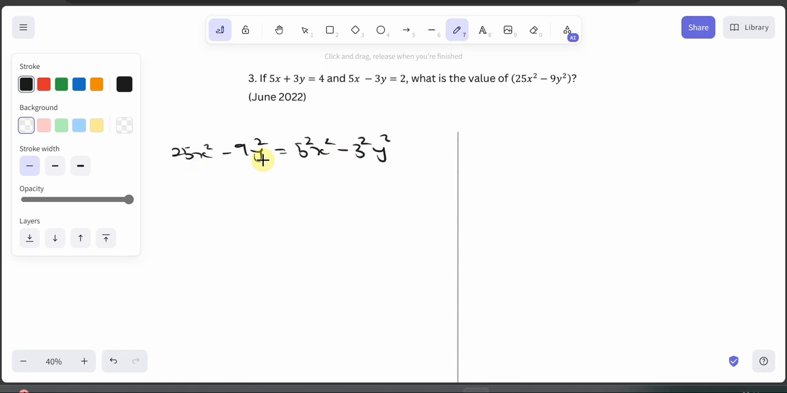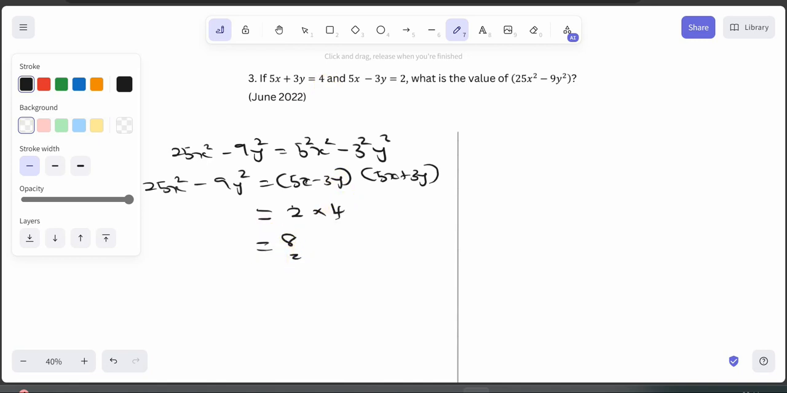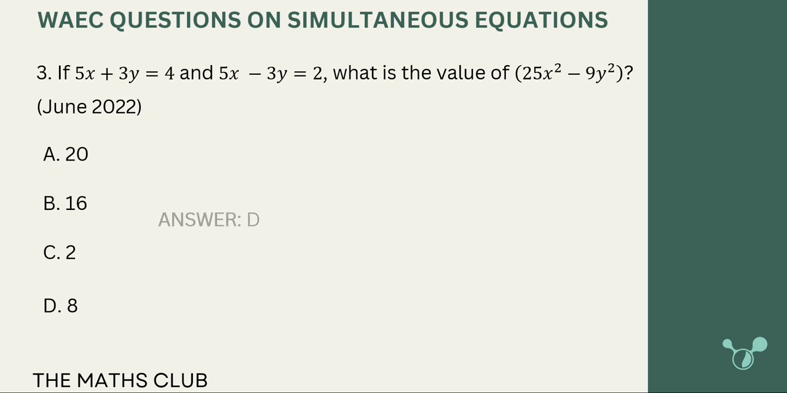So 25x squared minus 9y squared is the same as saying 5x minus 3y and then 5x plus 3y, as we discussed in the previous video. So now we have what 5x minus 3y is, which is 2. So this is 2 times, and we have 5x plus 3y, we know it to be 4. So 2 times 4 is equal to 8. So our answer for this particular question is equal to 8. Simple and short. Let's see if we're correct. So that will be option D.